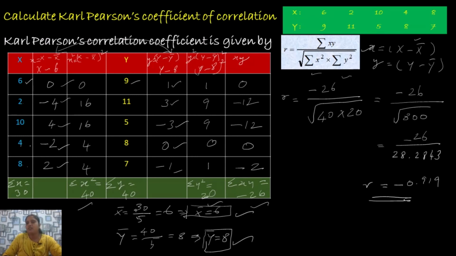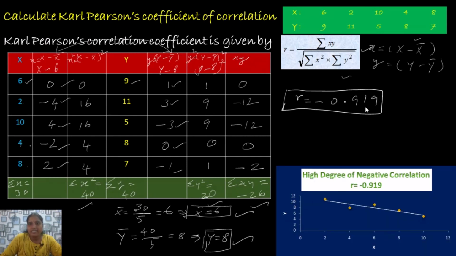Based on this value, our interpretation about the coefficient of correlation between the two variables is that there exists a high negative correlation between the two variables. So R is equal to minus 0.919. That means there exists a high negative correlation between the two variables. Let me show you the scatter diagram of the relationship between the two variables here.